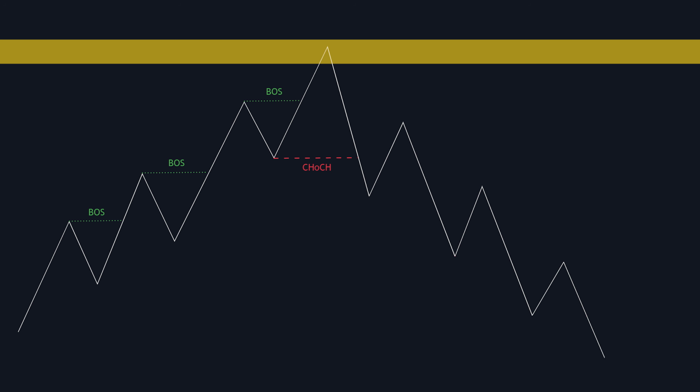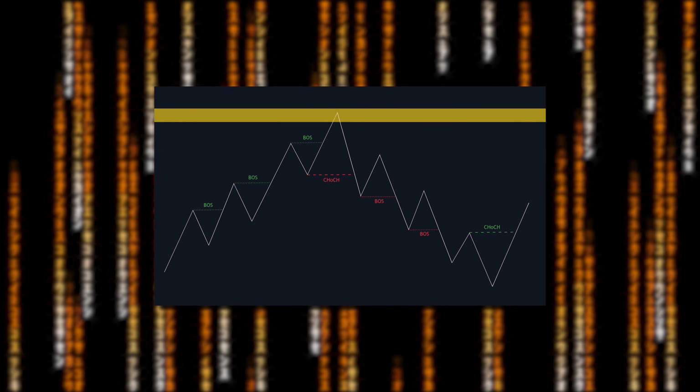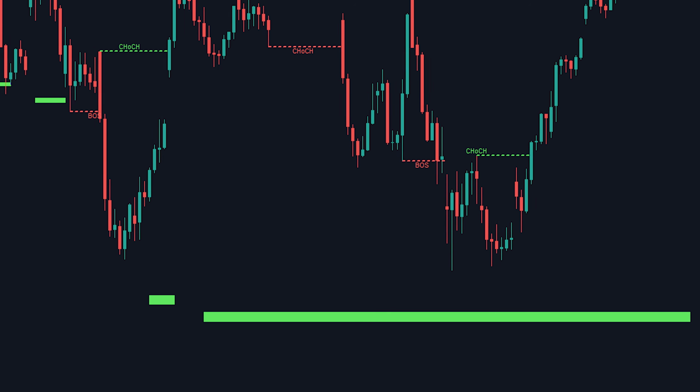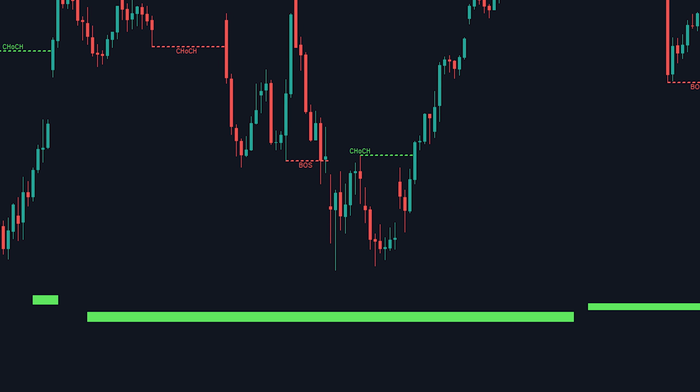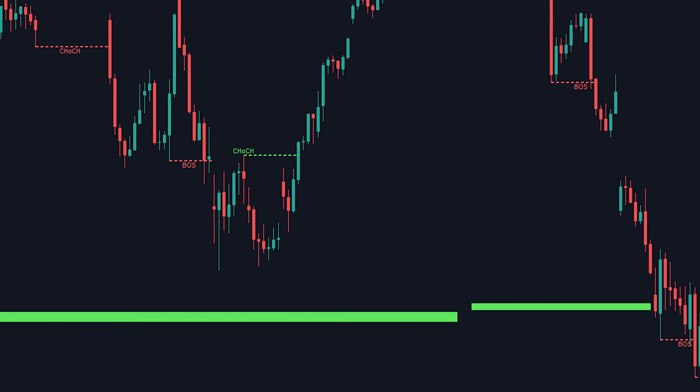Once we have a change of character in an area of interest, we can expect price to start heading in the opposite direction, downwards, making lower highs and lower lows, creating bearish break of structures. Then once it comes to the bottom, it'll repeat the whole process again by creating a bullish change of character. So that's the idea behind the strategy. Very simple, but there are some specifics we have to go over to make this strategy as successful as possible.